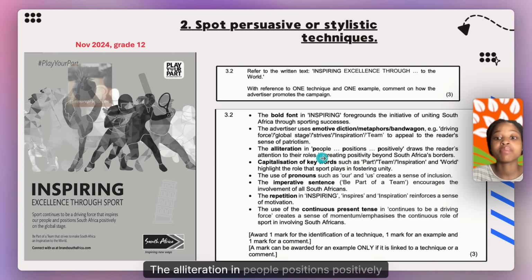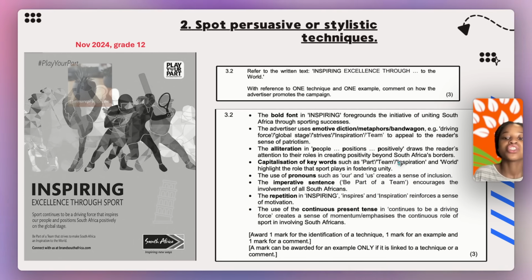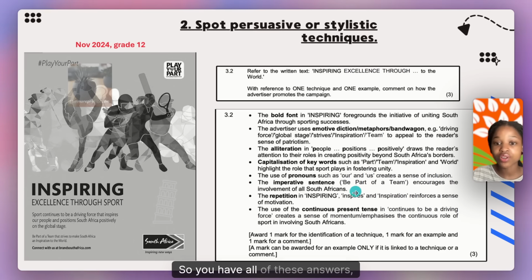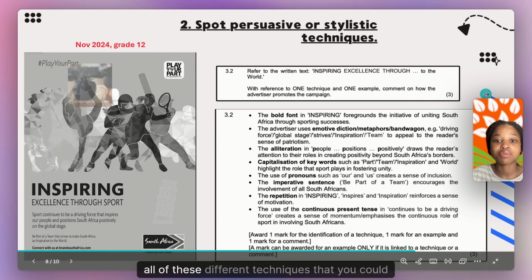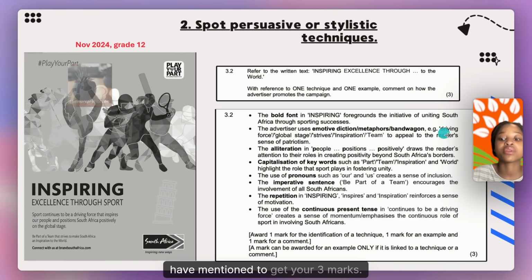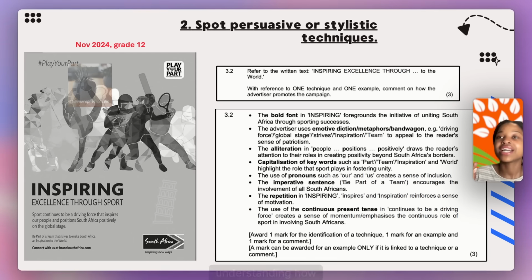The alliteration in people, positions, positively draws the reader's attention to their roles in creating positivity. So it emphasizes what they're trying to portray. So you have all of these different techniques that you could have mentioned to get your 3 marks. Can you see that it's all about spotting the technique and understanding how it supports the purpose of the ad.